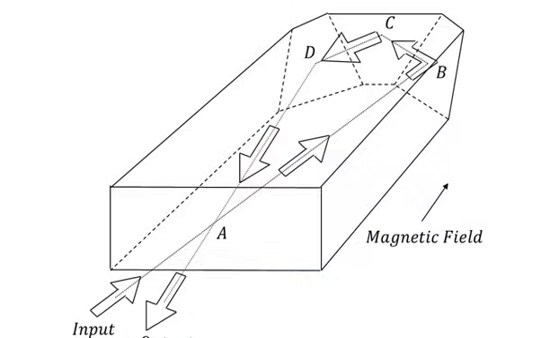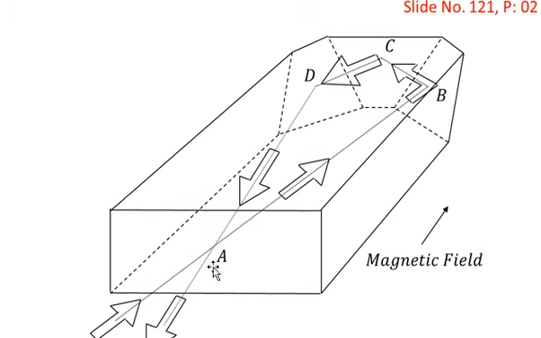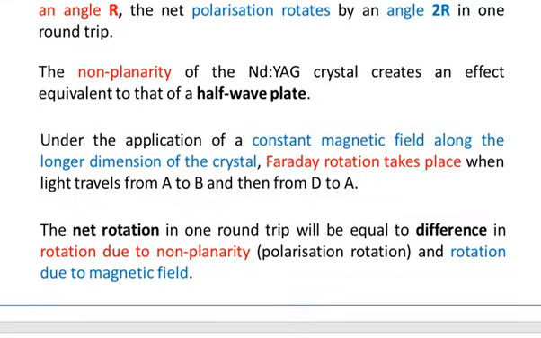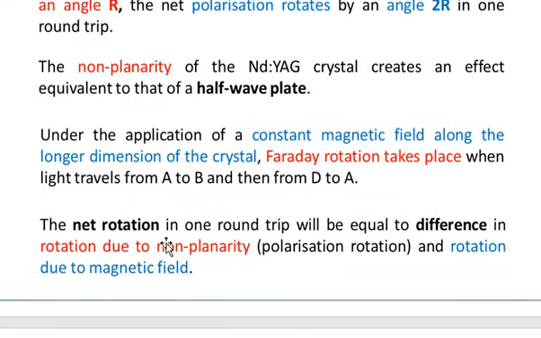So the Faraday rotation will be in action when the light travels from A to B, and will also be in action when the light travels from B to A. The net rotation in one round trip will be equal to the difference between the rotation due to non-planarity and the rotation due to the magnetic field.